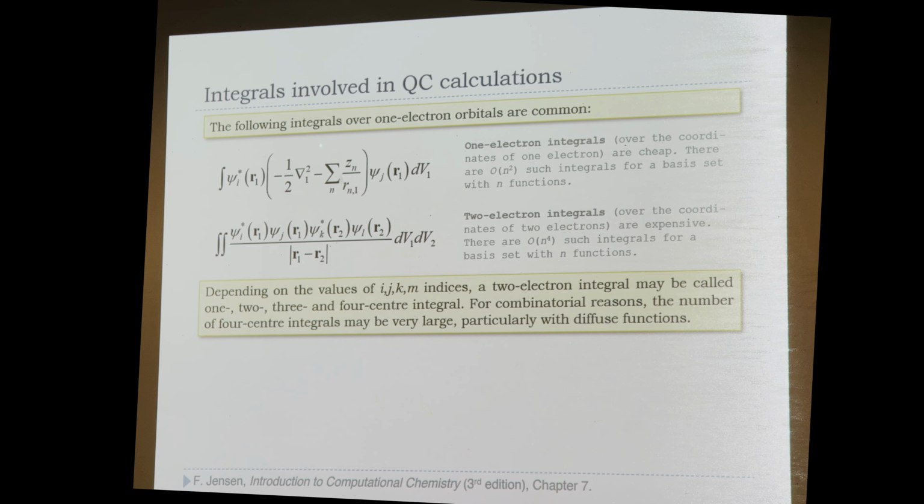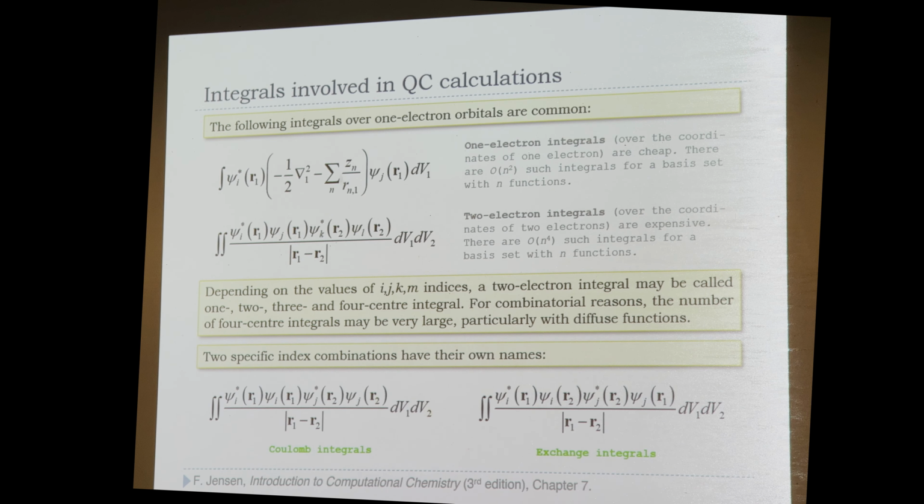So depending on how many of these orbitals are different, we can have what's called 1, 2, 3, and 4 center integrals. And because there are so many possible combinations of 4 orbitals, the number of 4 center integrals is very large, particularly in situations where orbitals heavily overlap. So for example, if you have one diffuse Gaussian in your basis that overlaps with everything in the molecule, it will create a giant number of 4 center integrals around it. And this is what dominates the costs of, for example, Hartree-Fock calculations.